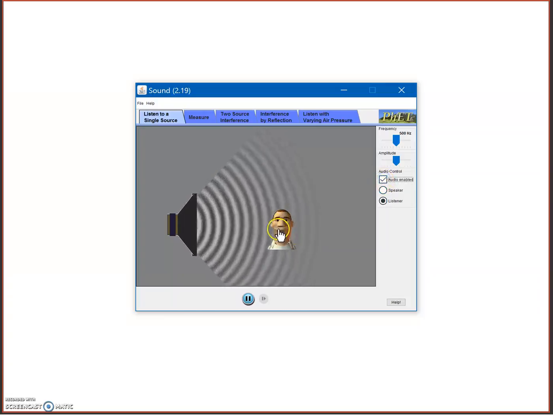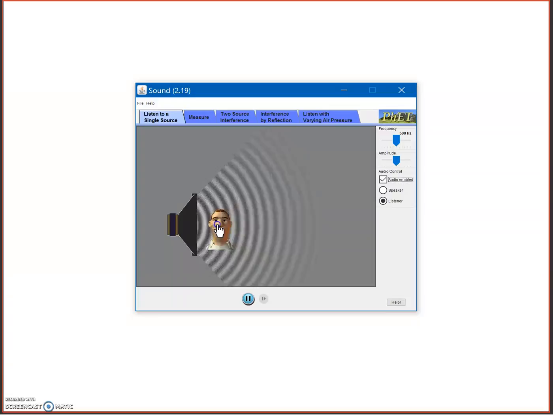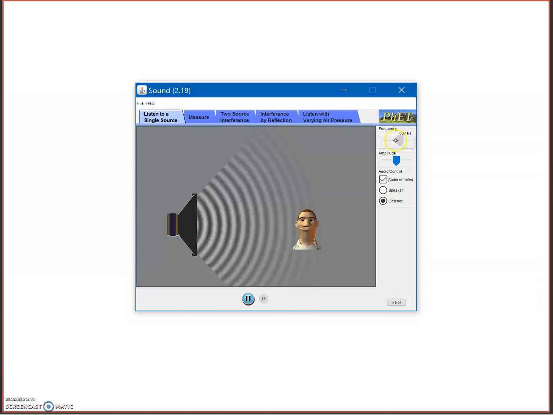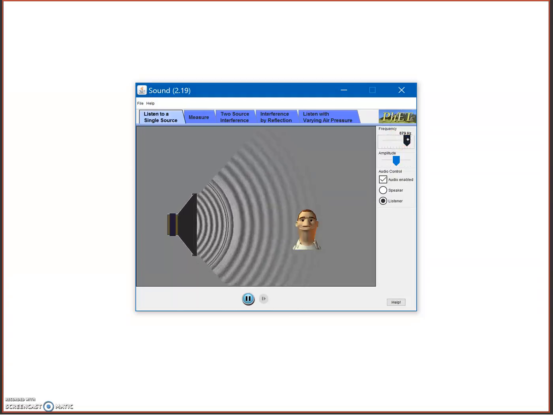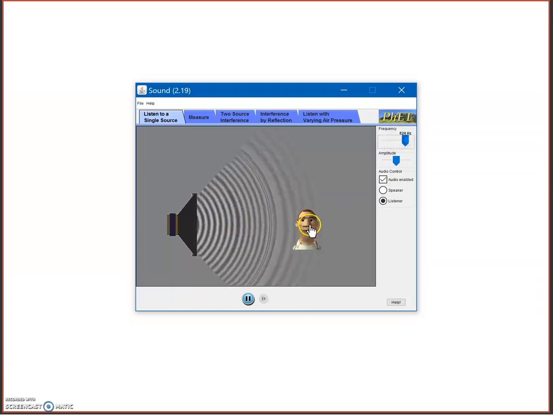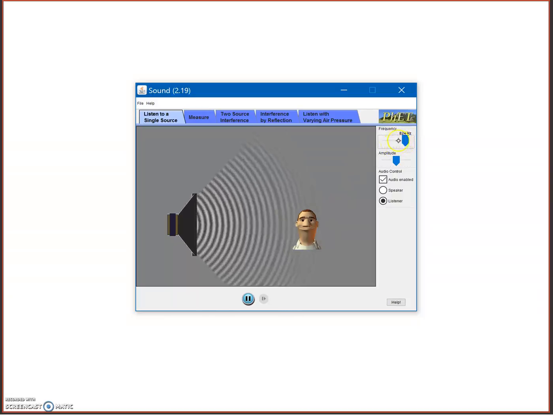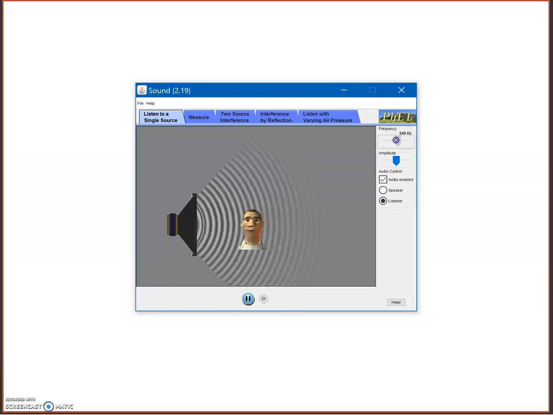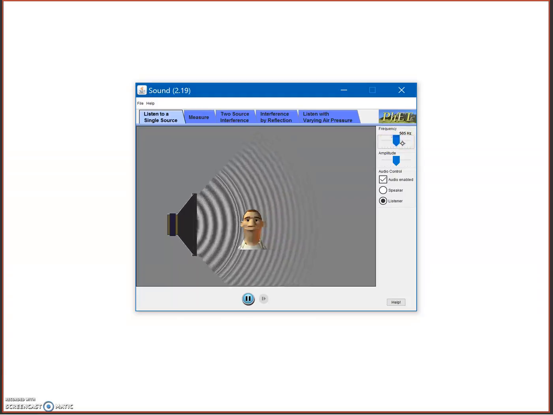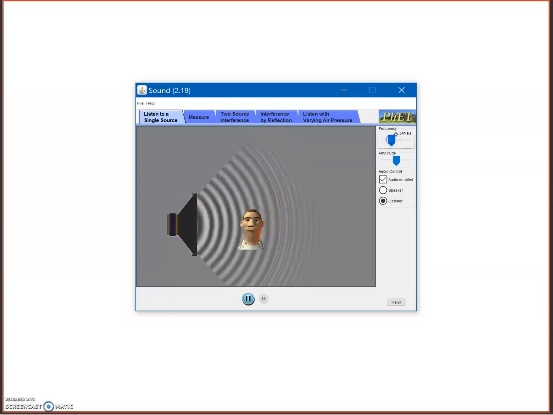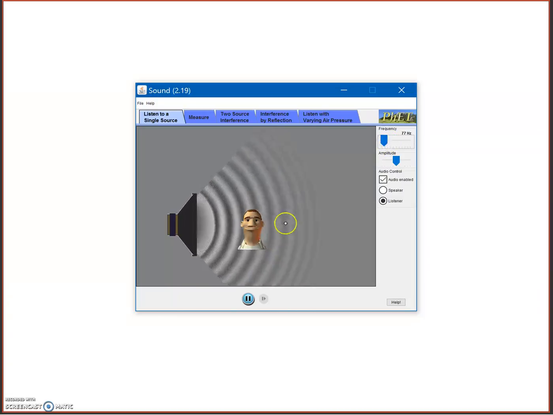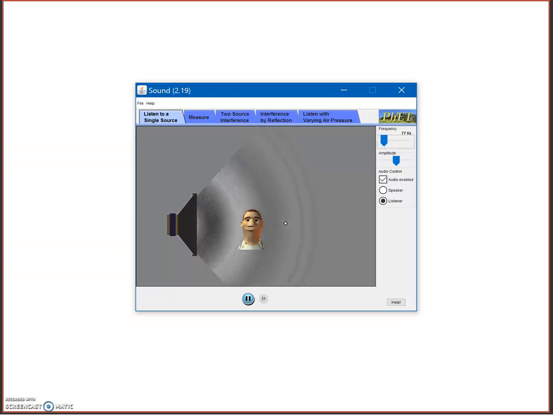If we're the listener here, notice as we move closer, it gets louder. Farther away, it gets quieter, as we would expect. If we change the frequency, once the waves get to our ear, we should hear a higher frequency, a little bit louder, a lower frequency, a little lower, and very low. Ooh, that's fun. Okay, so that's fine.